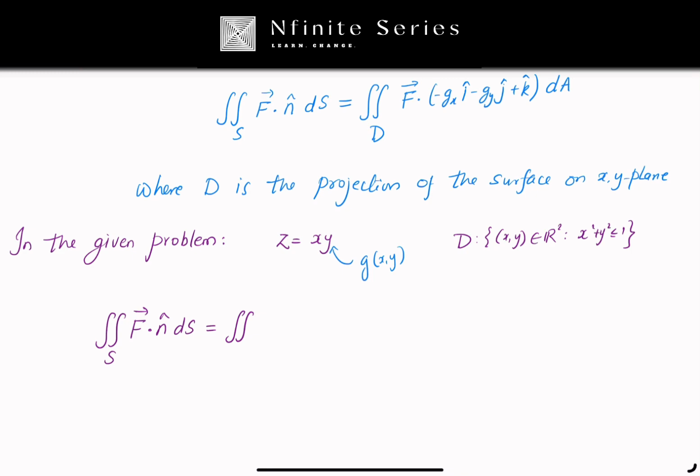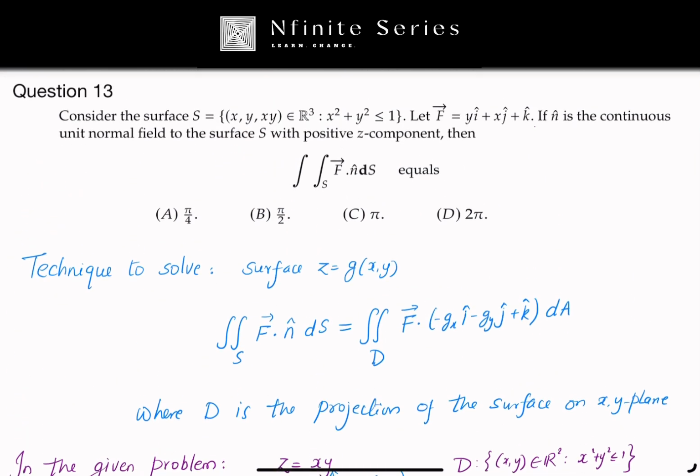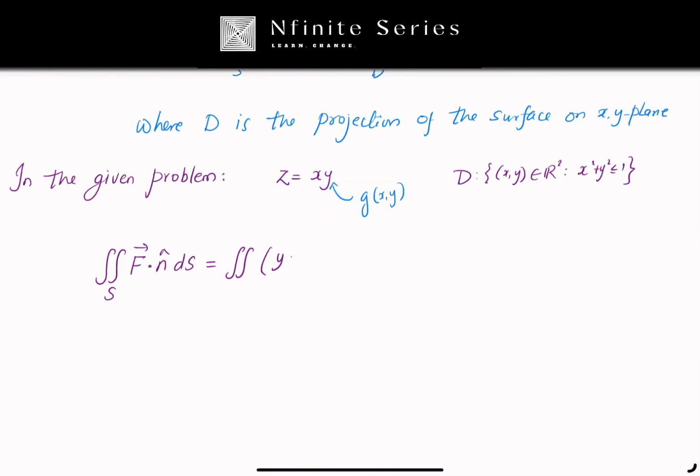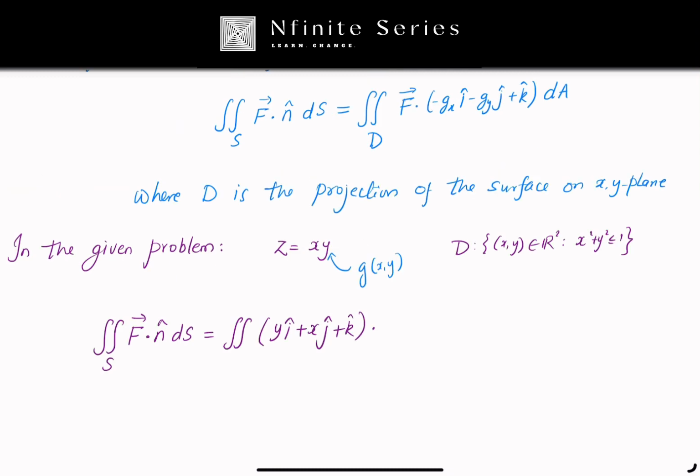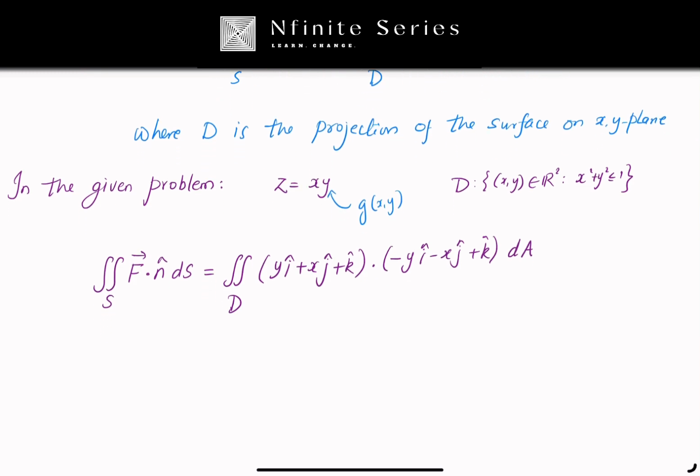What is vector field F? It is given by y i hat plus x j hat plus k hat. Let us write that, y i hat plus x j hat plus k hat, times minus g_x. The partial derivative of xy with respect to x is y. Similarly, you have minus the partial derivative of g with respect to y, which is x, and then the third component, with integration with respect to area over the disk.